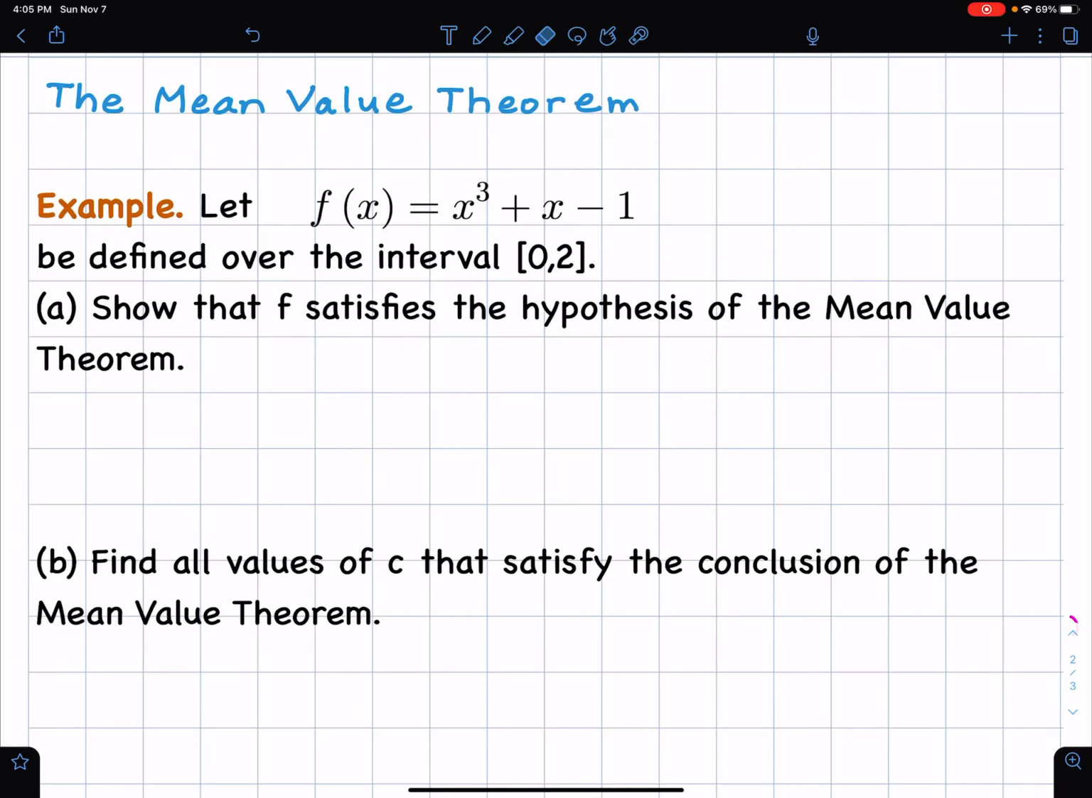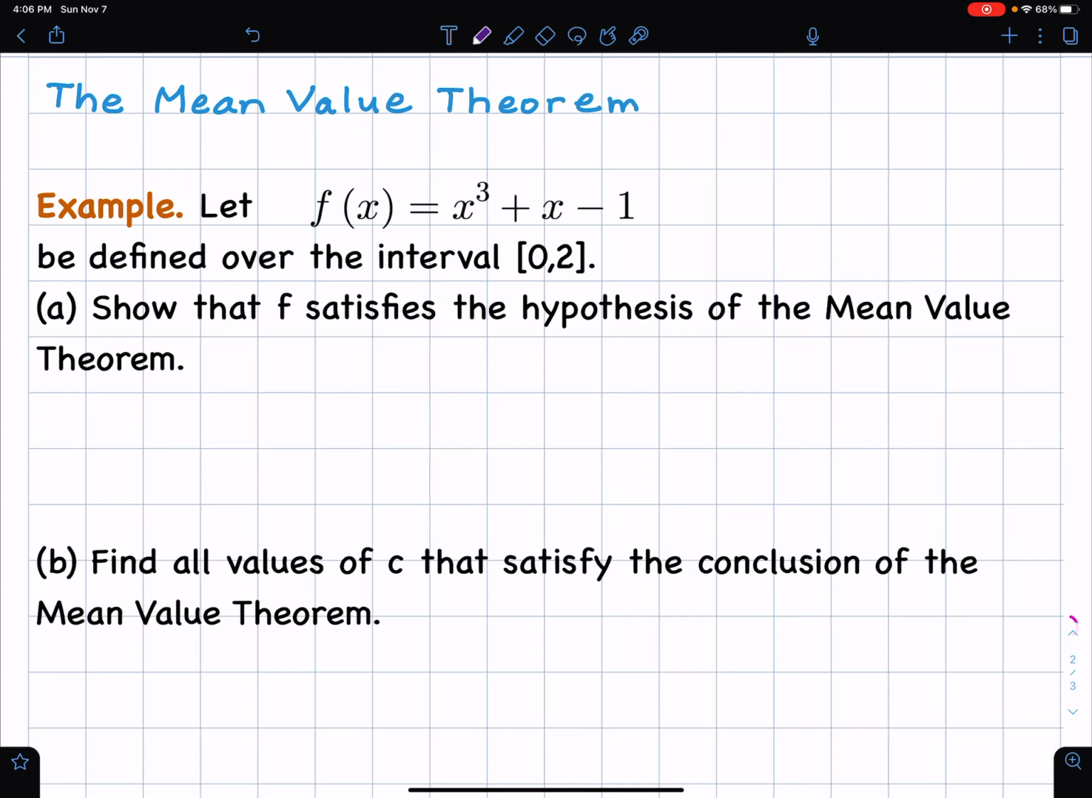Hi everyone, we're going to apply the mean value theorem to an example where we have a polynomial defined on an interval from 0 to 2. It's a closed interval because it includes its endpoints. And we're going to show that f satisfies the hypothesis of the mean value theorem, and then we're going to find all values of c that satisfy the conclusion of the mean value theorem.